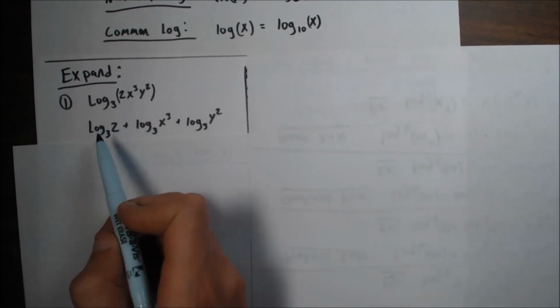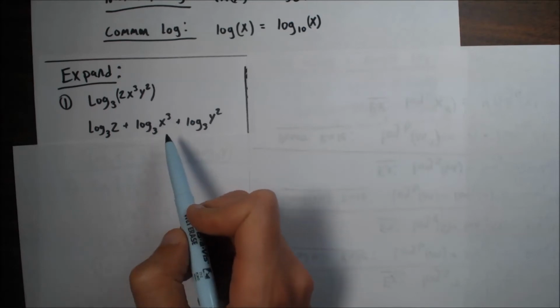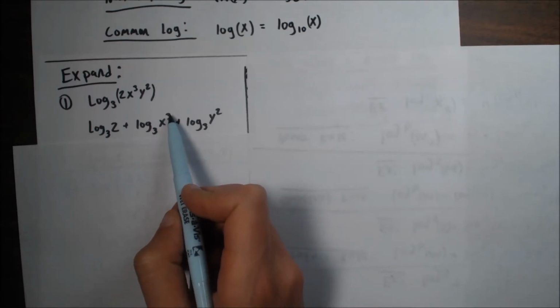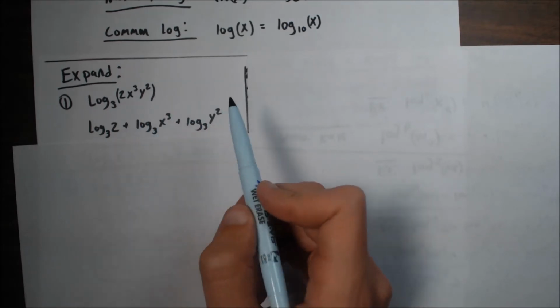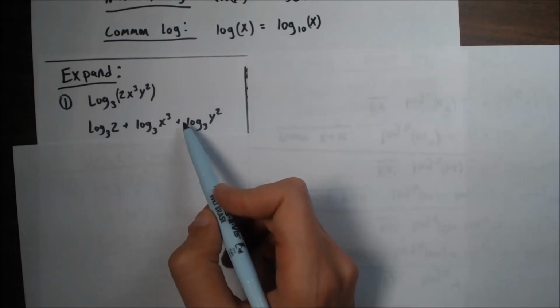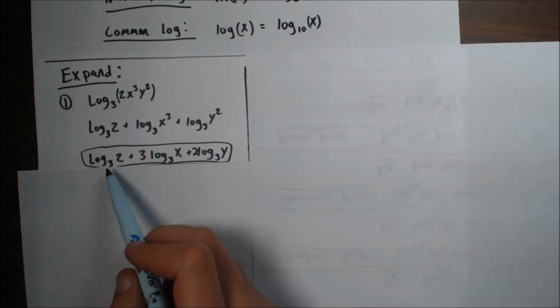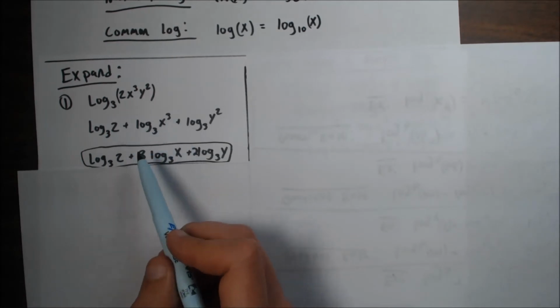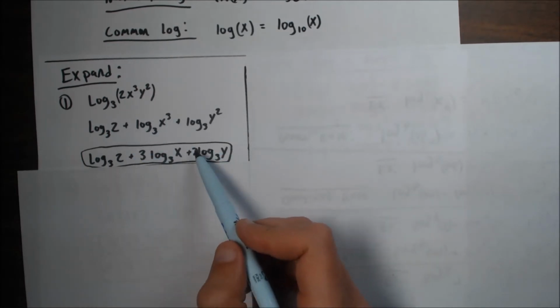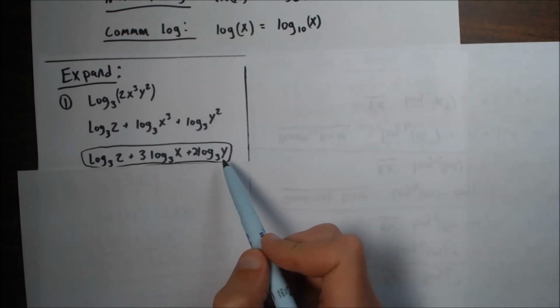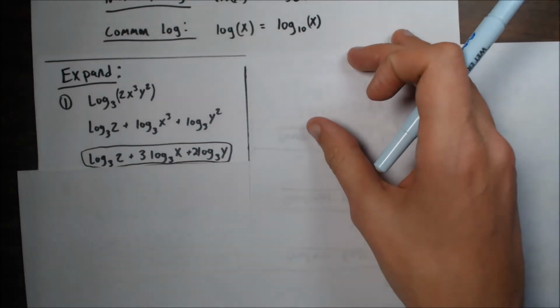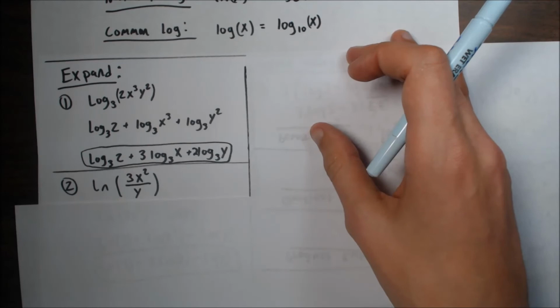I've already got that here. I don't have that here. I've got x to the third. I just want x. So I'm going to use the power rule to bring that 3 down. And I'm going to do the same thing over here. I'm going to use the power rule to bring that 2 down. And so I end up getting my final answer, which is this. Log base 3 of 2 plus, bring it down, 3 log base 3 of x plus, bring the 2 down, 2 log base 3 of y. For our next example, I'm going to go ahead and use ln.